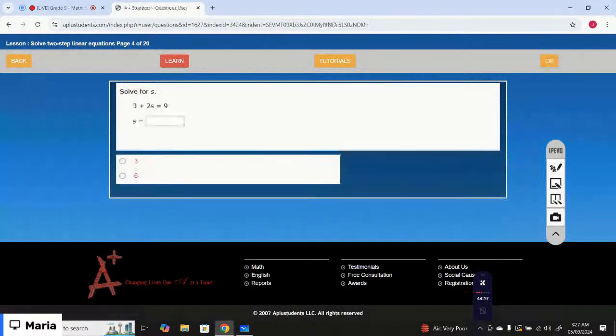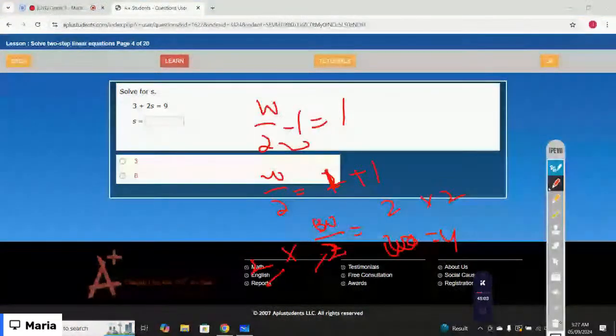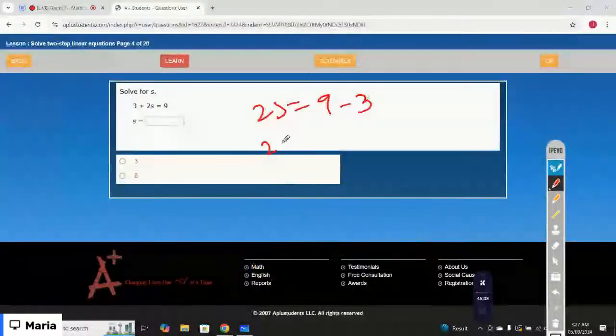Okay, the next one is solve for s: 3 plus 2s equals 9. So which is the correct option? That is s equals, very good. No, 3 it is. You have to subtract 3 from the other side, right? 2s equals 9 minus 3. 2s equals 6, right? Divide both sides by 2. s equals 3. Option number 1 is the correct option, right? s equals 3 is the correct option.